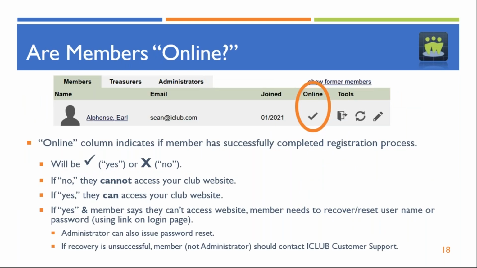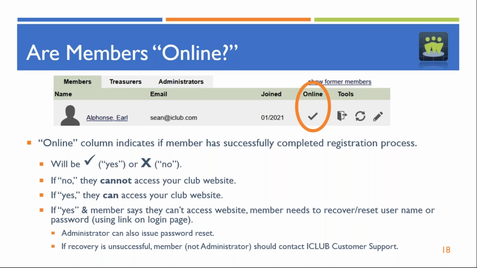Now, once you've sent out the link, you can track the progress of members who have been invited to the website by looking at the online column. The checkbox indicates that they have completed the registration process, they have set up their account and username, they can access the club's website. If there's an X, that means they haven't.